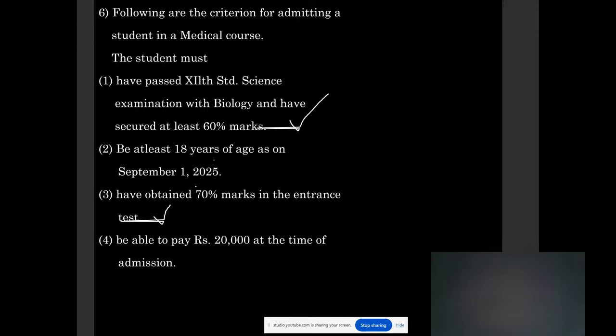They said that the cutoff is 70%. But the person in the question got 75%. He is satisfying third one. So third one is also correct. Next.